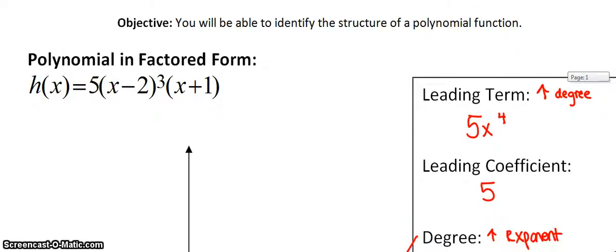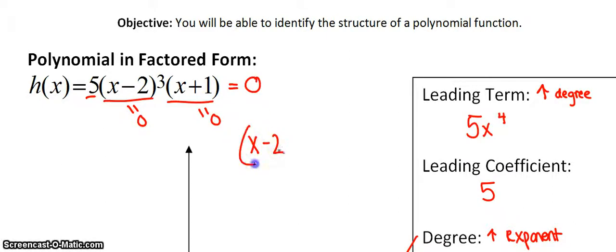So the good news about our polynomial functions is they function very similar to our quadratic functions. If you have a polynomial in factored form, you can use the zero product property to find all the zeros. So let's say that this equation equals 0. In order for that to happen, either one or multiple of the multiplied terms would need to equal 0. So either this equals 0 or this equals 0. So you get x minus 2 cubed equals 0, or x plus 1 equals 0.